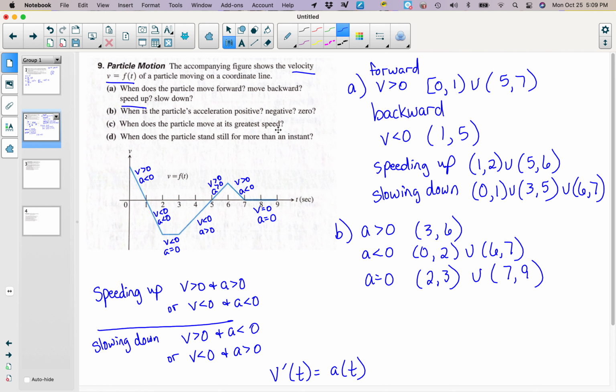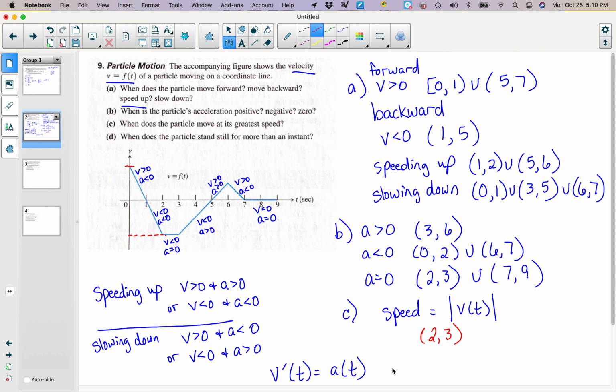Okay? When does the particle move at its greatest speed? Now, remember that speed is the absolute value of velocity. We don't actually have a vertical axis, so we would need to know how high up this is, and is this farther down than this is up? I think it is. So it looks to me like the greatest speed is occurring between 2 and 3. Remember, speed is the absolute value of velocity, so you have to look above the axis and below.